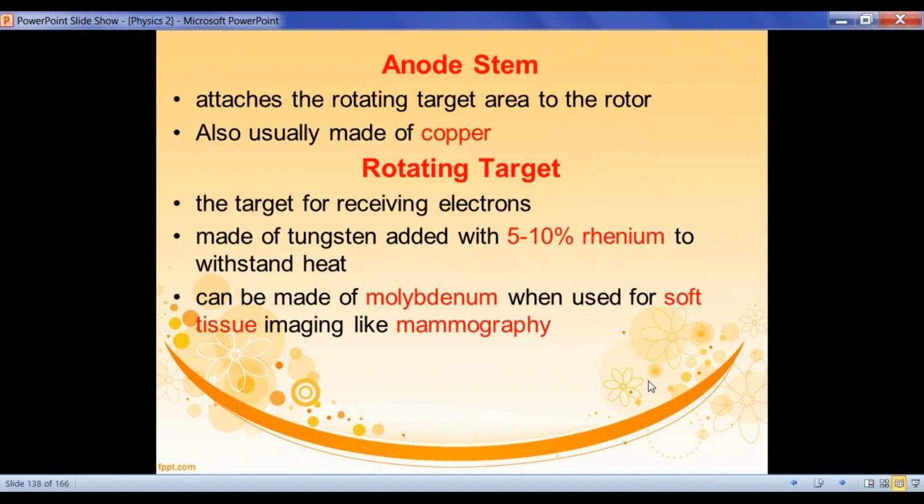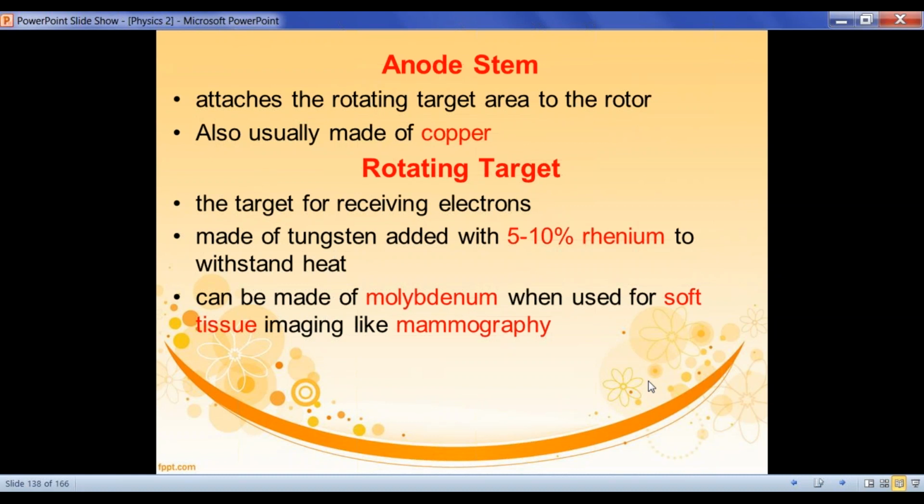Yung ating filament ay added with 1 to 2% of thorium. Yung tungsten natin, kaya tinatawag na thoriated tungsten. Ito namang ating target, filament po yung kanina na may thorium. Yung rotating target natin is added with 5 to 10% of rhenium. For the same reason din po, to withstand heat.